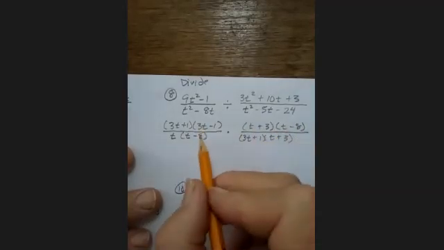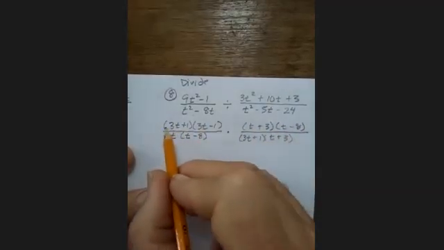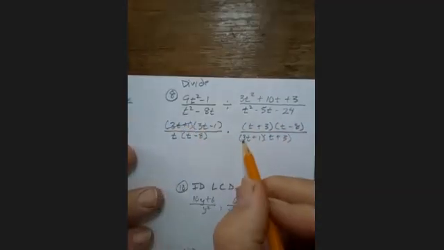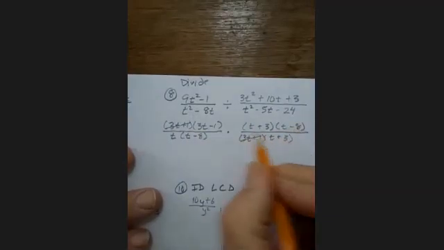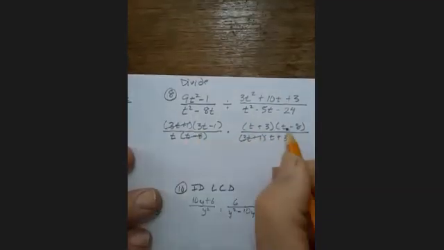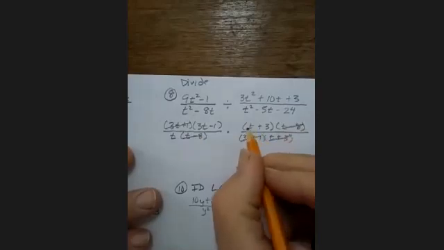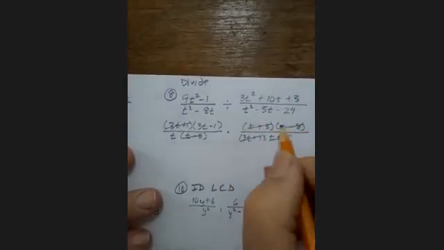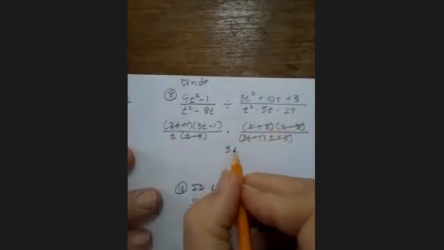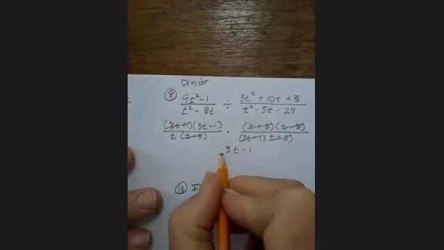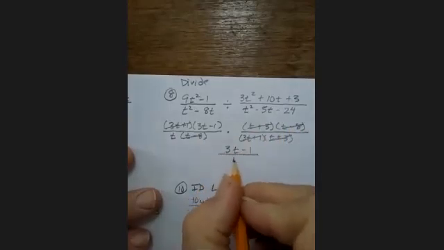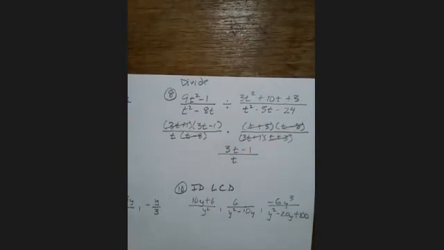Okay. Now what I'm going to do is I'm just going to, again, just cancel, get rid of what you can get rid of. So I can get rid of 3t plus 1. I can get rid of t minus 8. I can get rid of t plus 3. Okay. And the only thing I'm left with is 3t minus 1 on the top. And then t on the bottom.